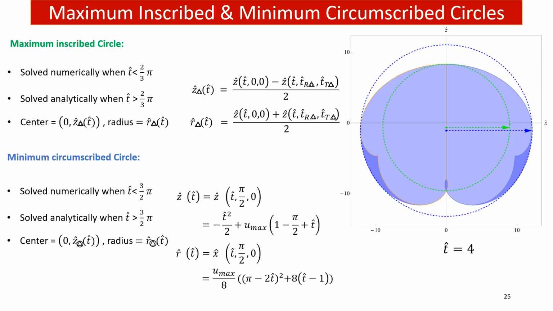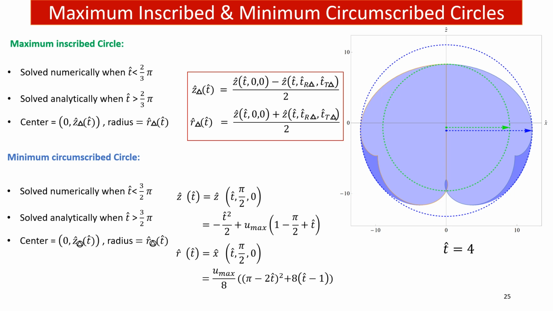In our paper, we found the maximum inscribed circle in green and the minimum circumscribed circle in blue that surrounds the reachable set. For the maximum inscribed circle, we solved numerically when t hat is less than 2 over 3 pi, and we solved analytically when t hat is greater than 2 over 3 pi. The analytical equations for t hat greater than 2 over 3 pi are in the red box.